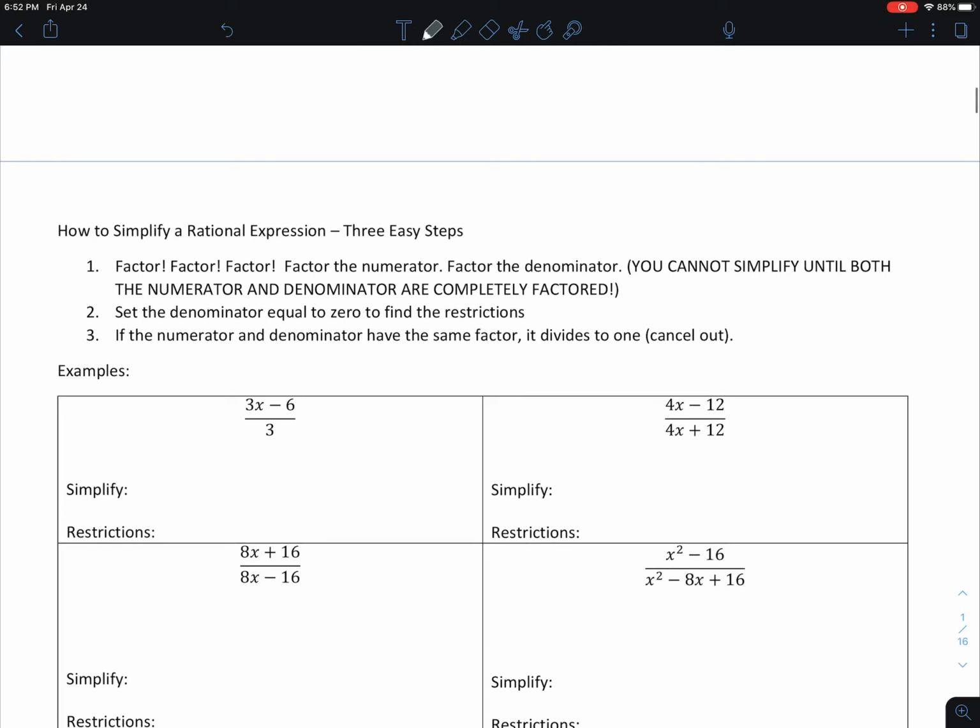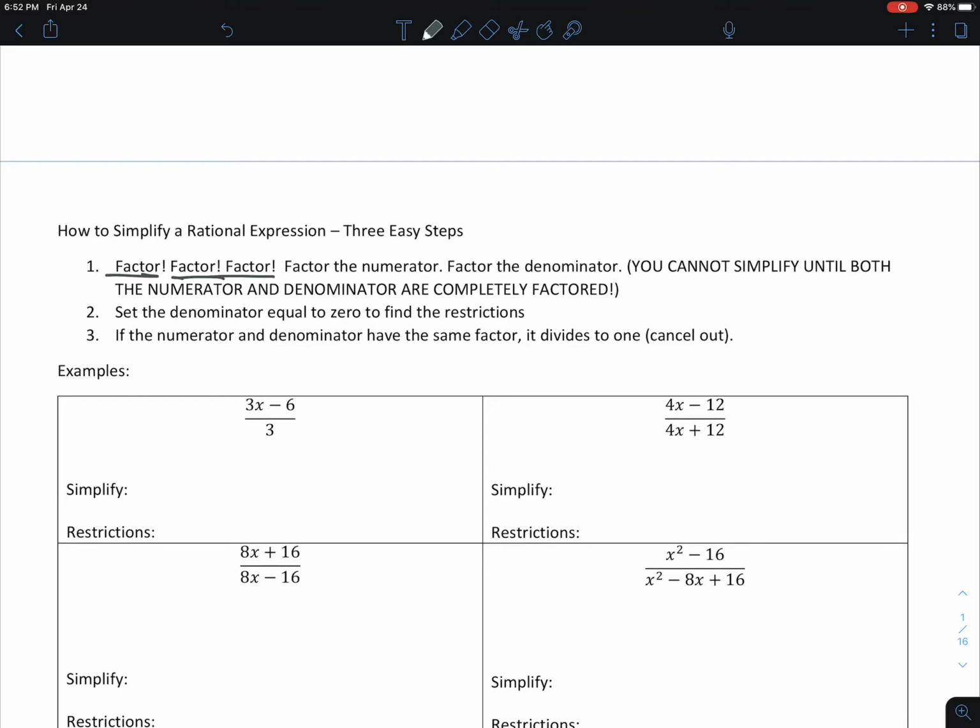Now we're going to look at simplifying rational expressions. There are 3 easy steps to simplify a rational expression. The first step is to factor. Factoring is the most important step here. You want to factor your numerator and factor the denominator. You cannot simplify until both the numerator and the denominator are factored. Then we want to set the denominator equal to 0 to find the restrictions, to find the domain. And if the numerator and denominator have the same factor, just like before, it divides to 1, which we call canceling out.